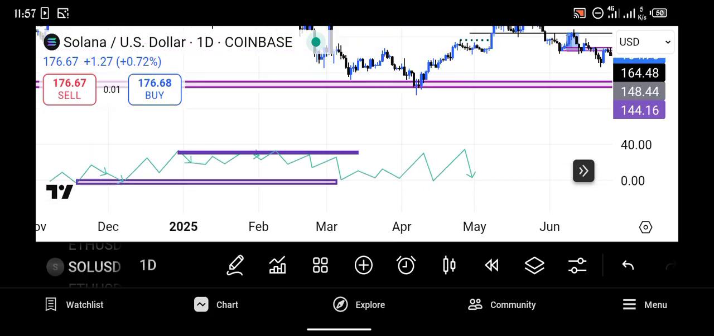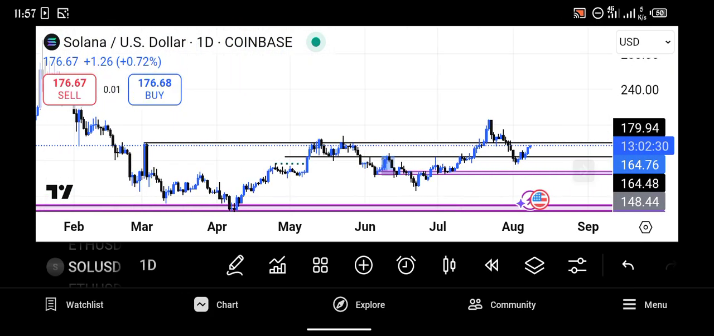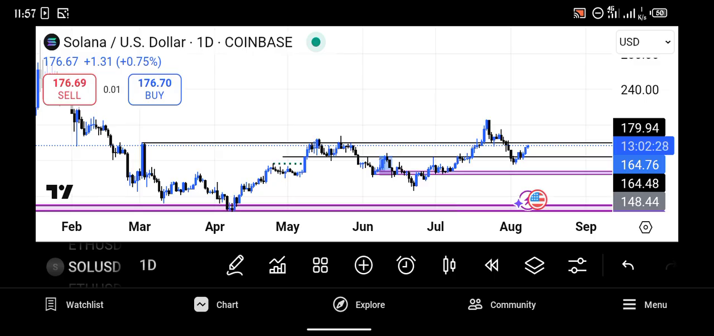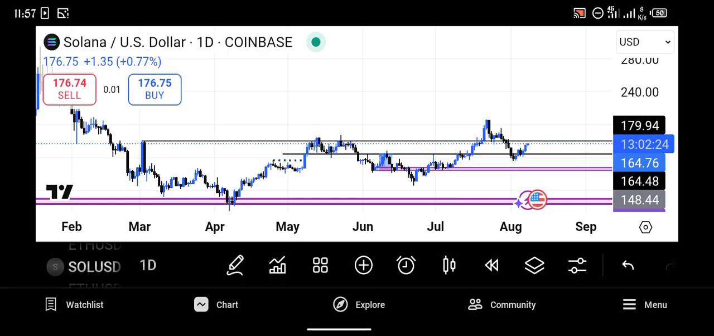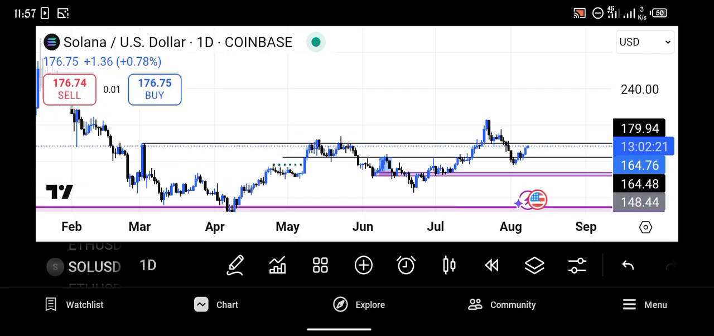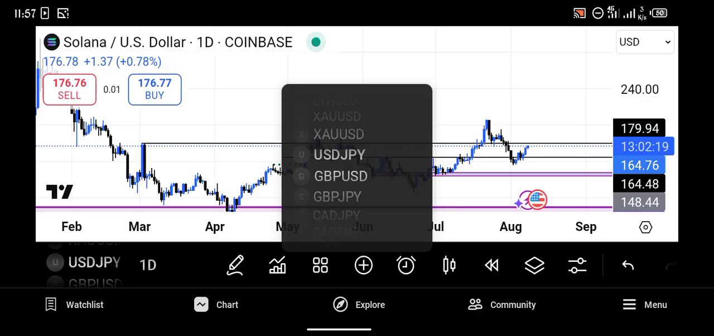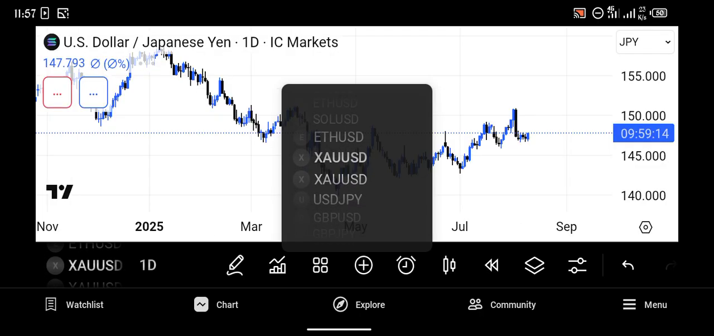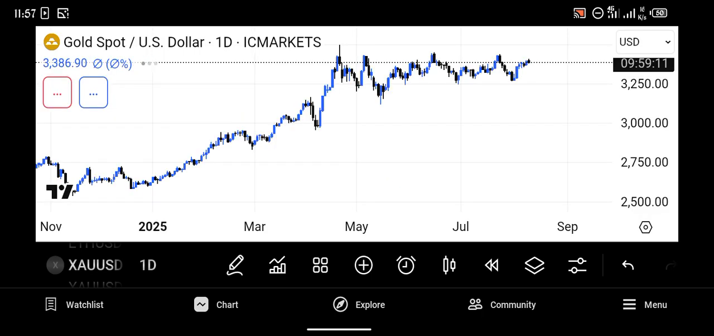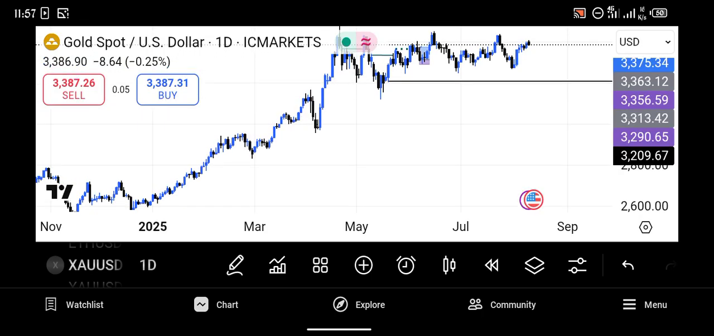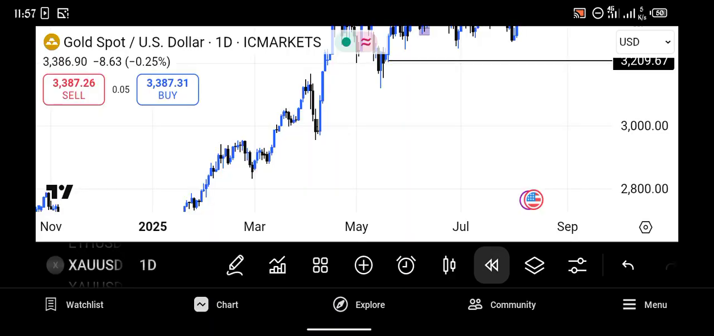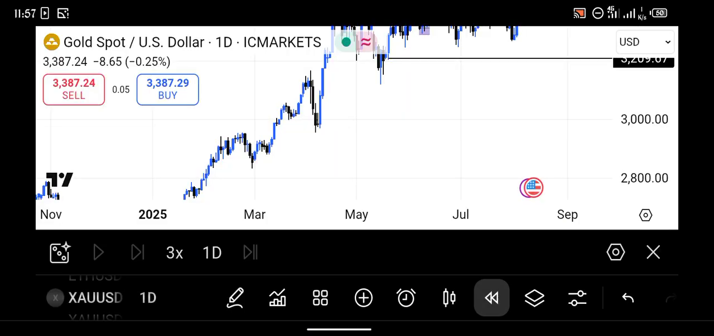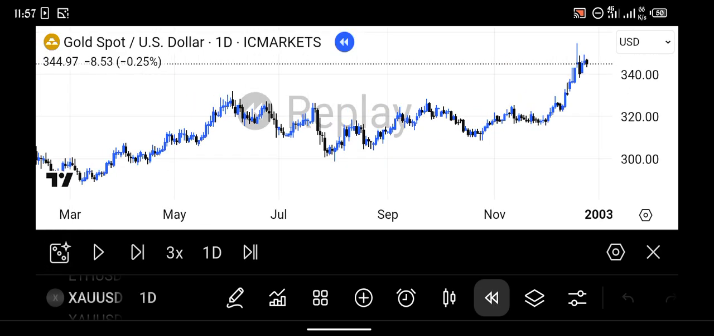Okay, so now let us enter the chart. I'll be giving chart examples now. So we are using, okay, let's use this pair for it, gold. Yes, so I'll be going back in time. I'll be going back to, I don't really know the time.